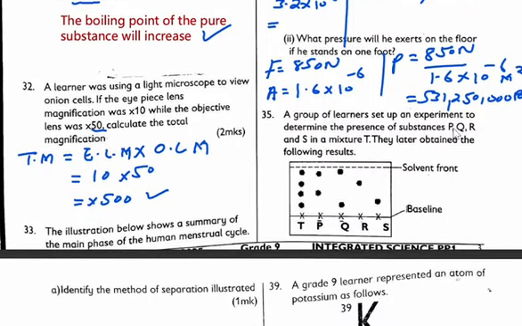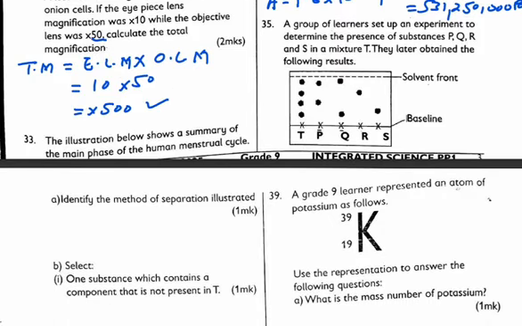A group of learners set up an experiment to determine the presence of substances P, Q, R, and S in a mixture T. They later obtained the following result. You can see T, P, Q, S. These are the distances the particles traveled, with the solvent front and baseline. Part A. Identify the method of separation illustrated. This method is called paper chromatography.